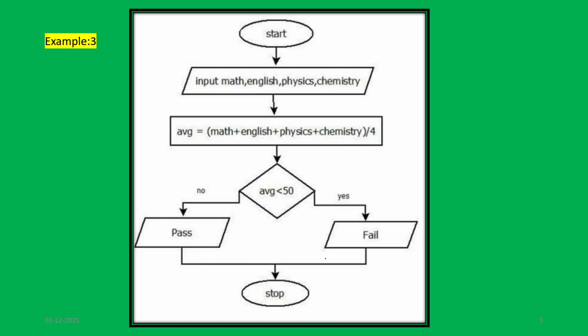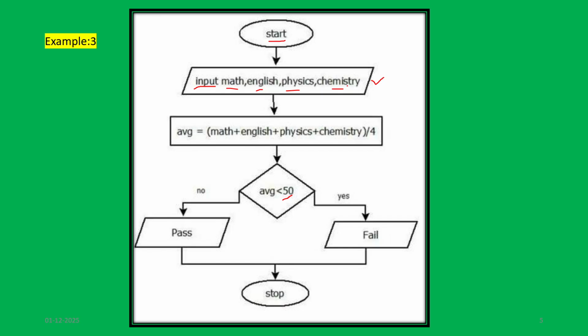Come to the third example. Here I took as input four subjects, that is maths, English, physics, and chemistry. Now I want the operation, that is the average of these four subjects, and the average should satisfy whether it is less than 50 or greater than 50. So here we are taking a decision. Now start the program with an ellipse, and the sequence of the process is shown in the downward direction. Now read the input; to read the input information, we use the rhombus symbol.